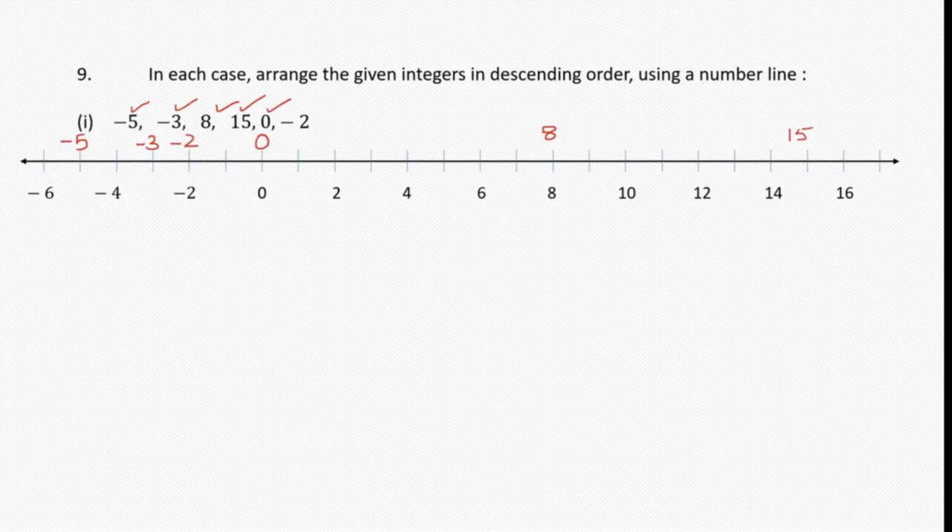So descending order means big to small. So we are moving towards the left, starting with 15. 15 is greater than 8, greater than 0, greater than minus 2, greater than minus 3, greater than minus 5. So we've arranged the integers in descending order.